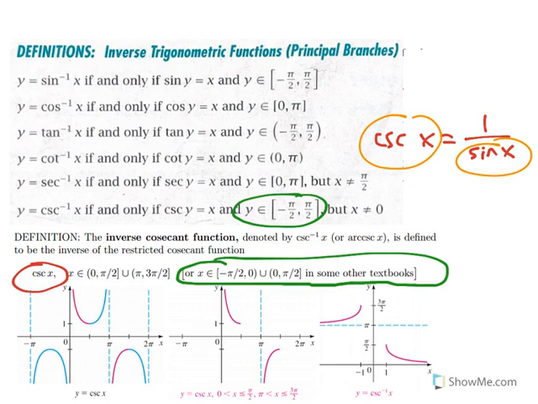So on that restricted domain, the cosecant function is 1 to 1, and therefore we may define the inverse cosecant function as follows. y is equal to the inverse cosecant of x if and only if cosecant of the angle y, where y is from this interval, not equal to 0, is equal to x.